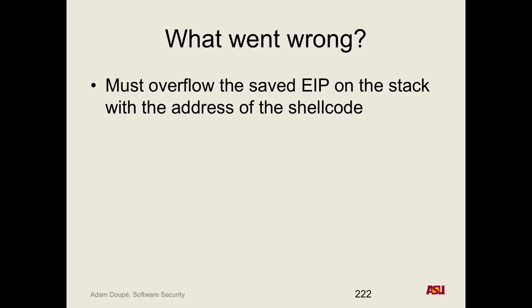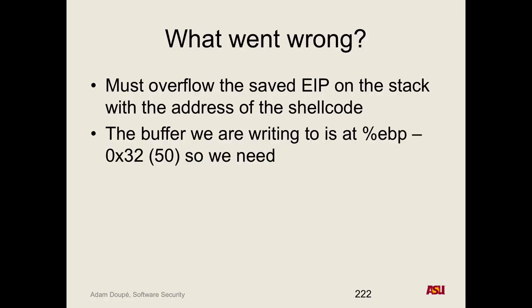So how much in the buffer? So we know, how big was the buffer? And how many bytes are there from where the buffer is located to the EBP, the base pointer? 50, 32 hex. They happen to be the same, but they don't always have to be, right? So we have 50 bytes, then 4 bytes for saved EBP, and then now we are at the saved EIP. So the buffer is exactly at EBP minus hex 32.